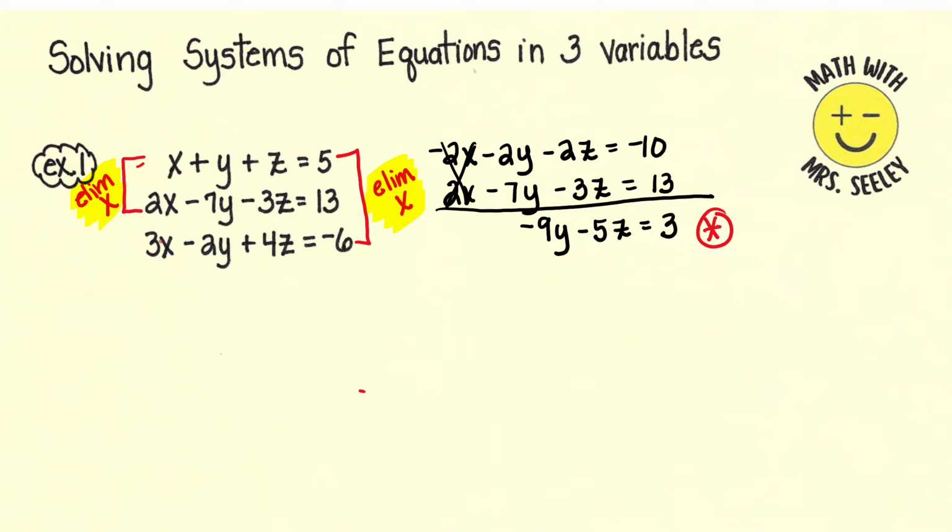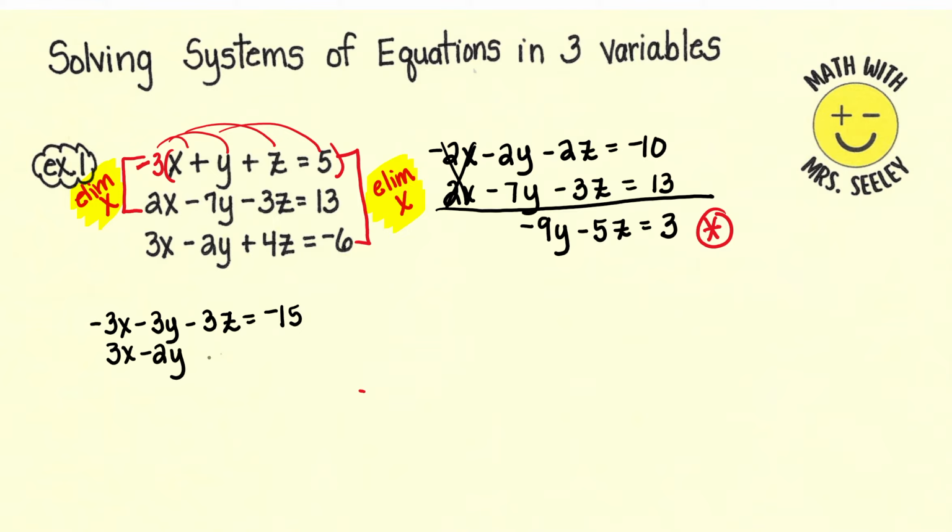So in order to knock this positive 3 out, we're going to need a negative 3 on the top equation. So take the negative 3 and distribute it to the top equation, giving you negative 3x minus 3y minus 3z is equal to negative 15. The bottom equation, you're just going to bring it down just as is.